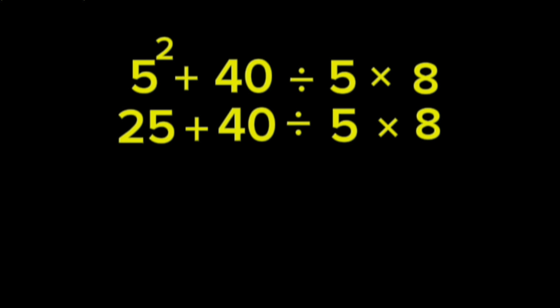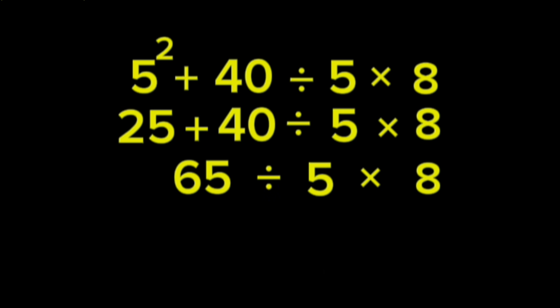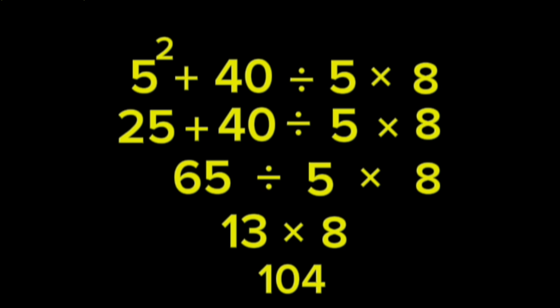So far, so good. But then they make their first mistake. Instead of following the correct order of operations, they jump straight into addition. They add 25 and 40, getting 65. So now the expression becomes 65 divided by 5 multiplied by 8. Next, they divide 65 by 5 and get 13. Then they multiply 13 by 8 and end up with 104. And they feel confident. But here's the truth. That answer is completely incorrect.